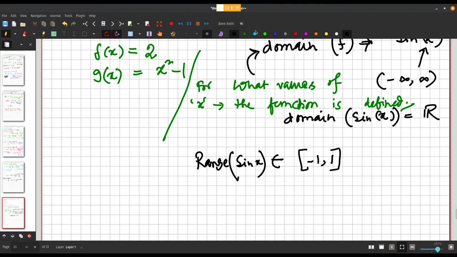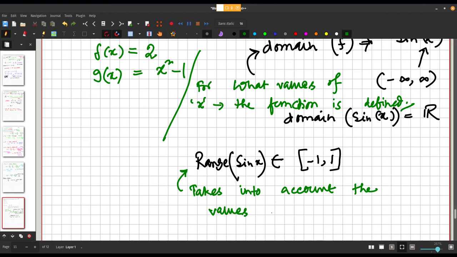So this takes into account the values the function can attain.